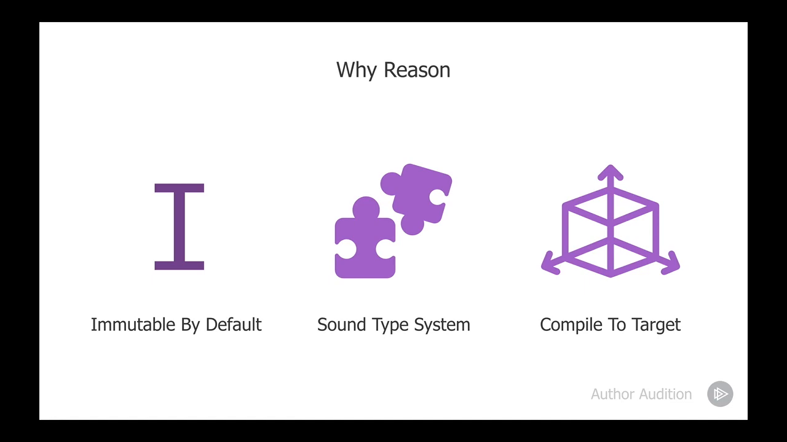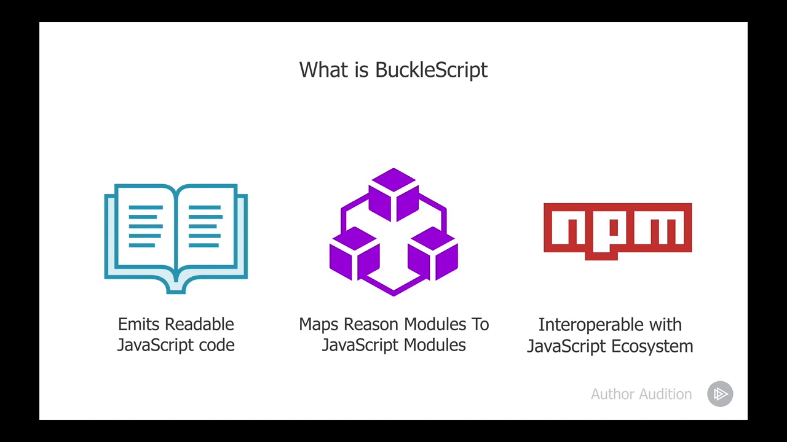It has a very sound algebraic type system, and it can be compiled to different targets using BuckleScript for JavaScript and OCaml compiler to compile to native and bytecode. What is BuckleScript? BuckleScript is a compiler for Reason that emits highly optimized, readable JavaScript code. It maps Reason modules to JavaScript modules and is seamlessly interoperable with the JavaScript ecosystem, like allowing to call JavaScript functions straight from your Reason codebase.